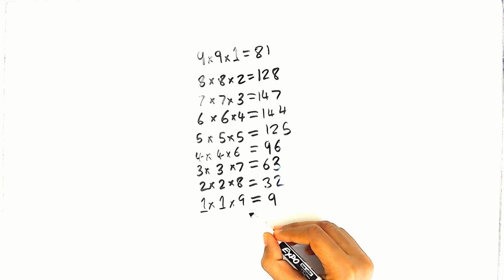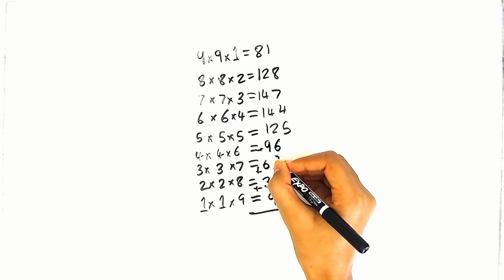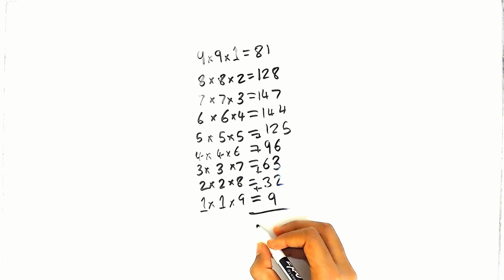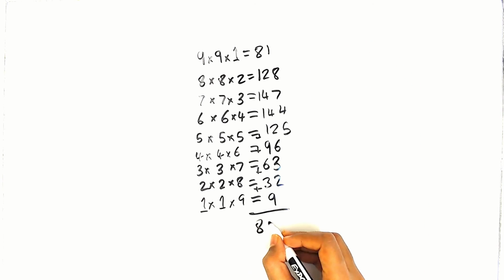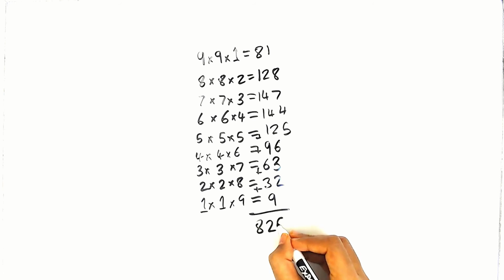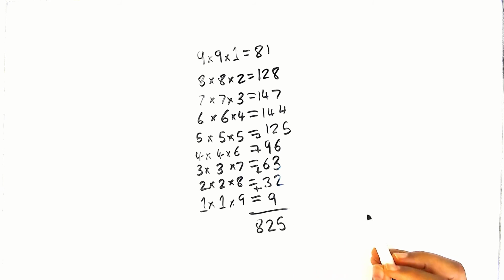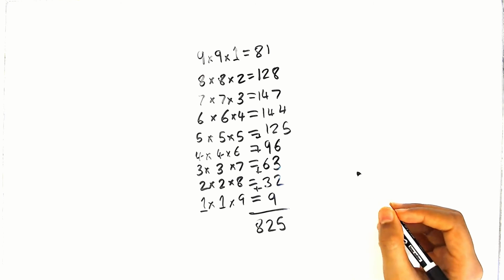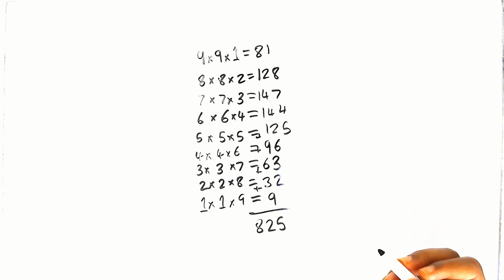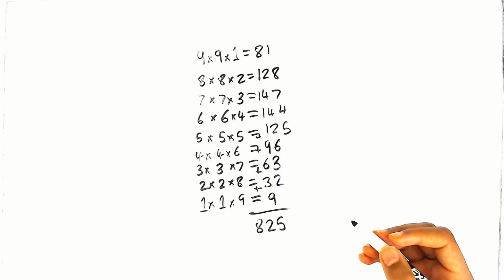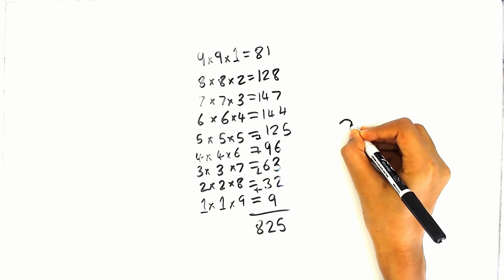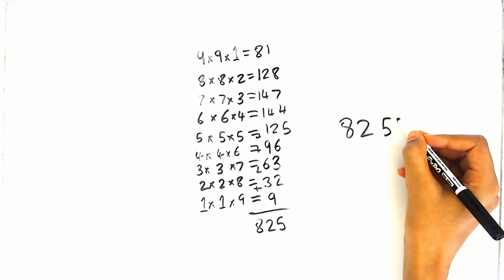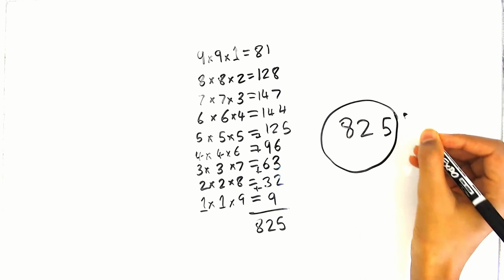So here, let's add all these. So if we add all these, it would equal 825. So that means in 10 by 10 dots, by connecting 4 dots, you can draw 825 squares. So 825 is the answer.